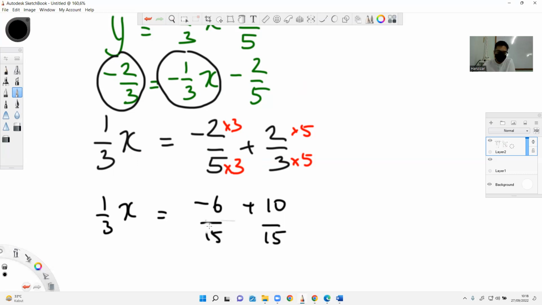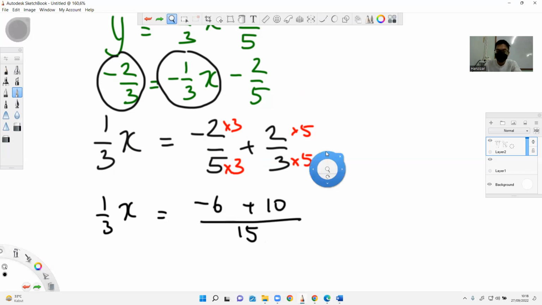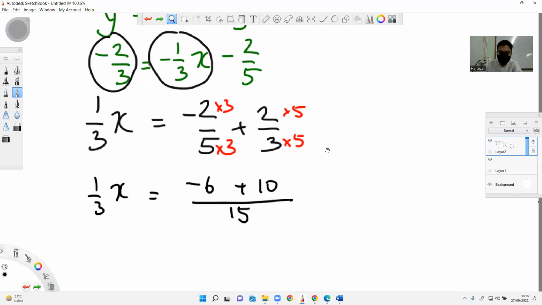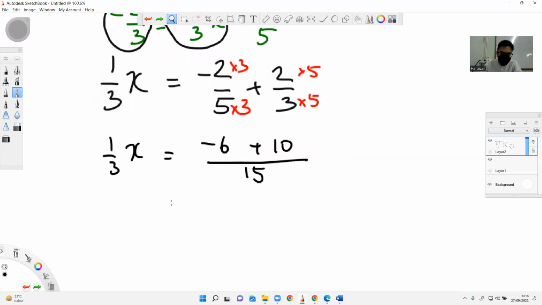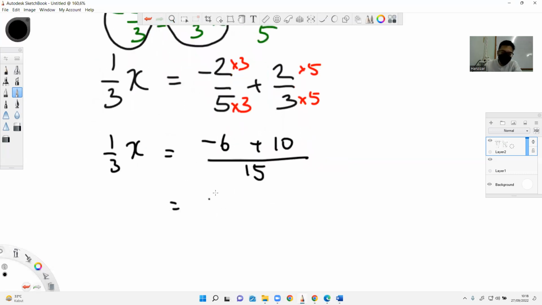Okay, make it efficient. If you can do further, you can just write negative 6 plus 10 becomes 4, right? But again, it's too fast in my opinion. Okay, so negative 6 plus 10, do it one by one, slow but sure. 4 over 15, right?